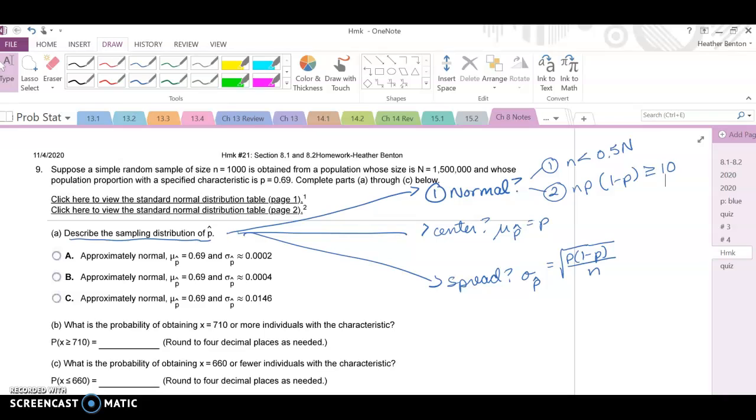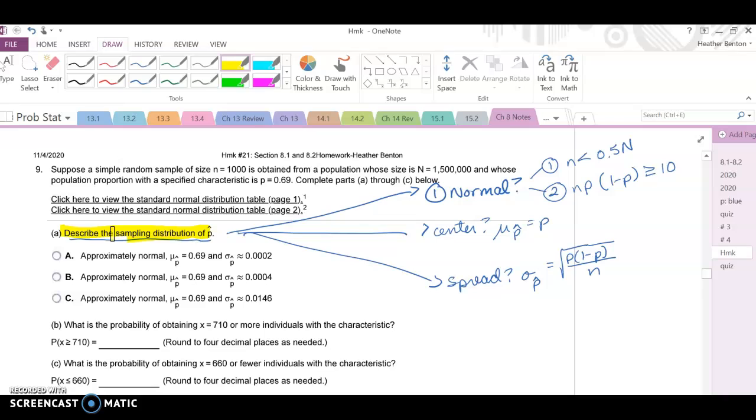Okay, this is MyMathLab, whatever. It's problem number 9. Suppose you have a simple random sample of size 1,000 obtained from a population whose size is 1,500,000 and whose population proportion with a specific characteristic is 0.69. Complete parts A through C below. The first question is for us to describe the sampling distribution of p hat.